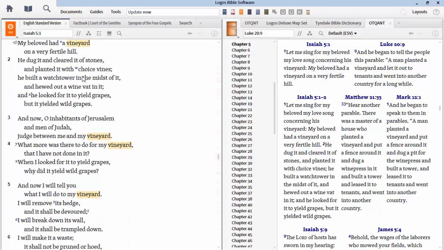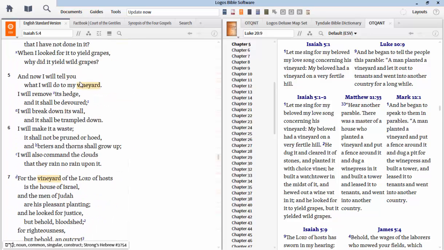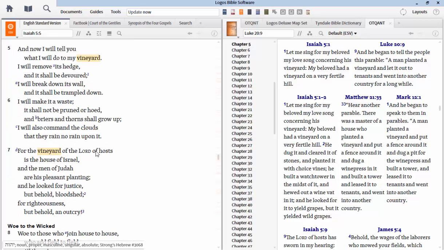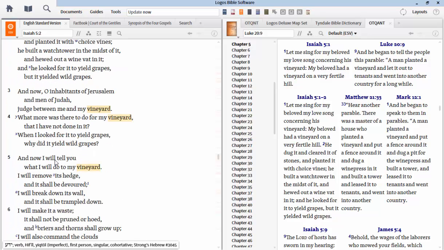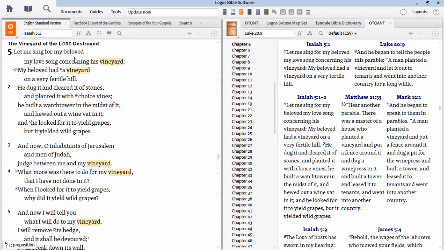Who is the vineyard? Well, down in verse 7, Isaiah 5:7, the vineyard of the Lord of hosts is the house of Israel and the men of Judah. So the owner of the vineyard is the Lord, and the vineyard is the house of Israel. And God, as the owner of the vineyard, had done a lot of work with this vineyard. What more could I do? Judge, what more was there to do for my vineyard that I haven't done in it? When I looked for it to yield grapes, it yielded wild grapes.